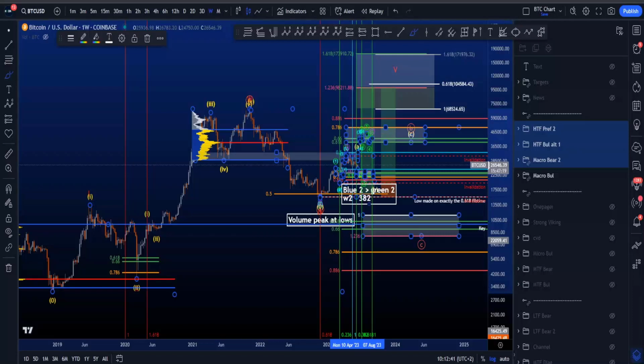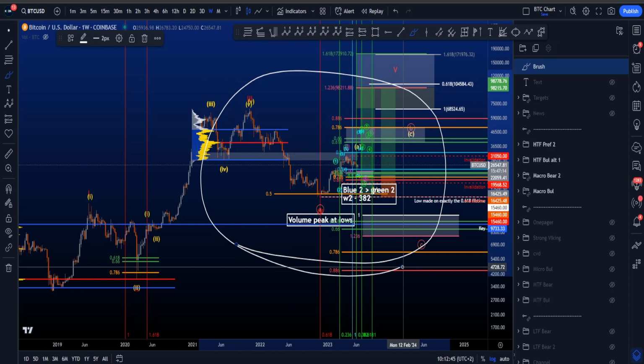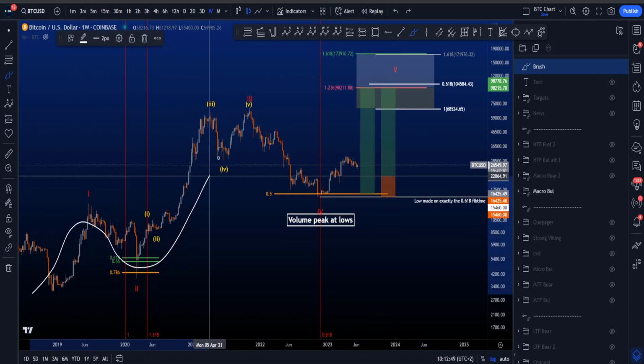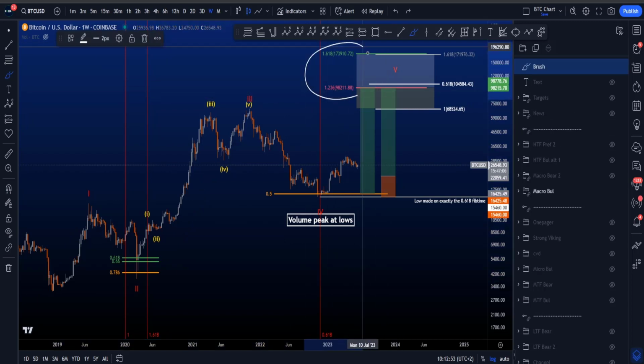Hi everyone, let's go over my preferred and alternative macro and high time frame bullish and bearish Elliott Wave scenarios on Bitcoin, starting with my preferred macro bullish scenario, where we're looking for a 5-wave move to the upside, where the most common target for wave 5 is between 98k and 174k.